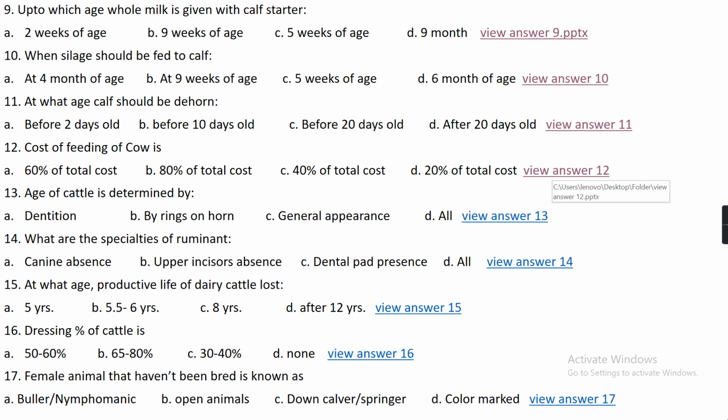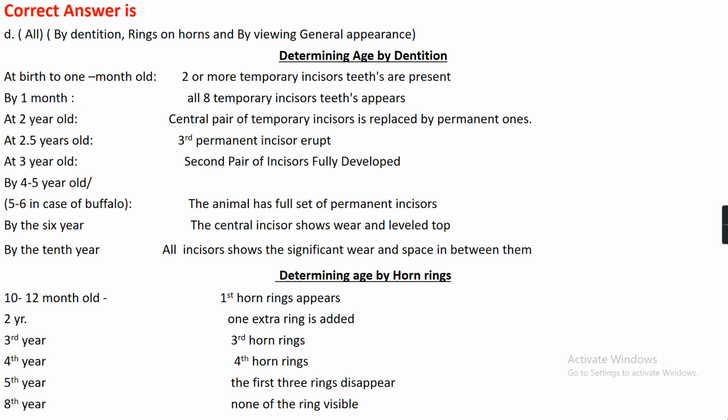Okay. Age of cattle is determined by option A dentition, option B by rings on horn, option C by means of general appearance, or option D all. The right answer is option D, all. By means of dentition, by means of rings on horn, or by viewing the general appearance, all methods can be applied to determine the age of the cattle.